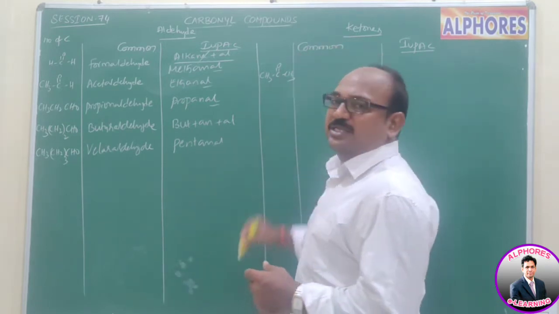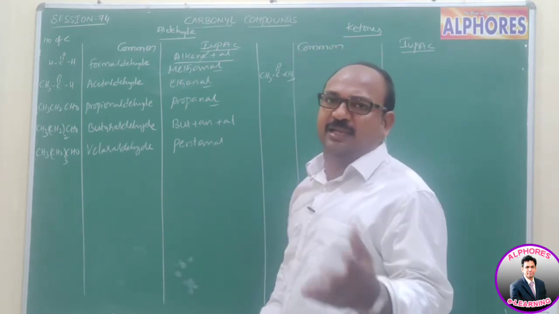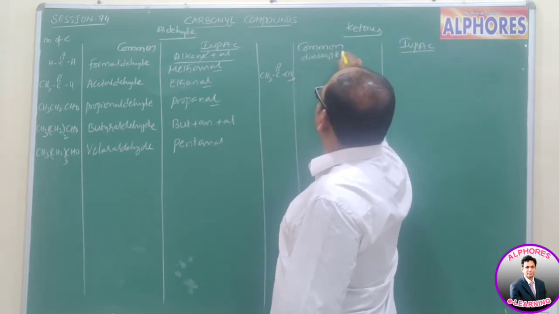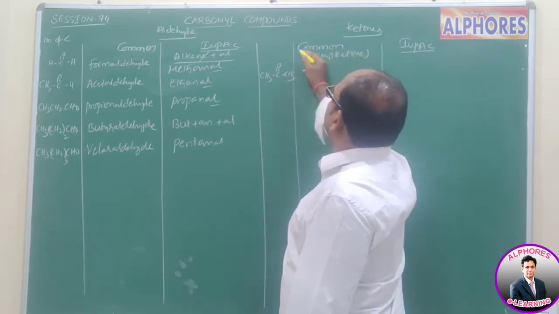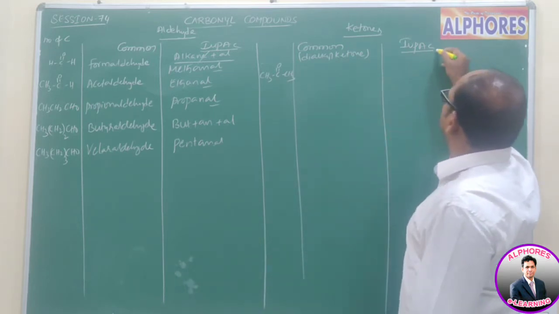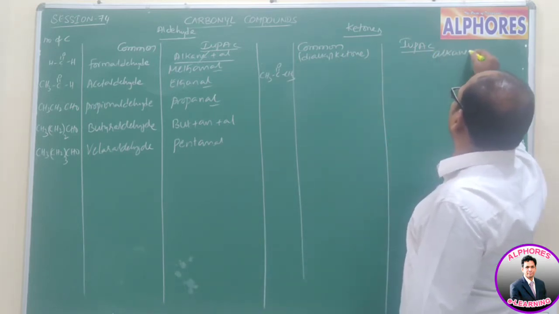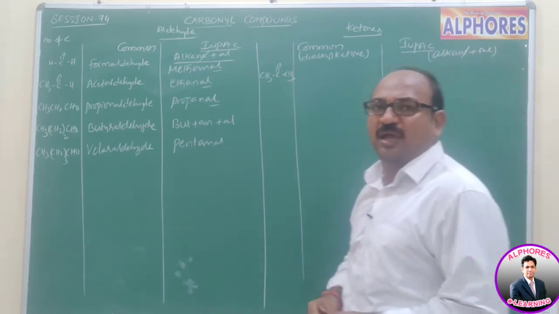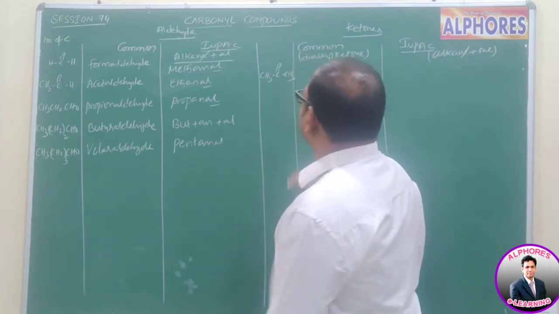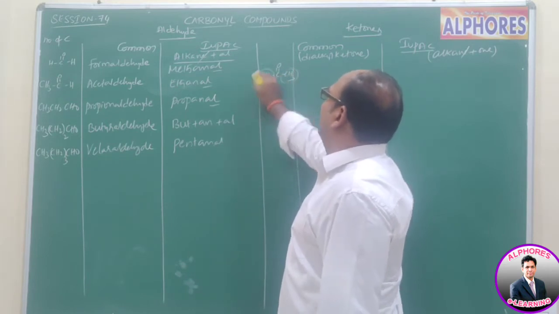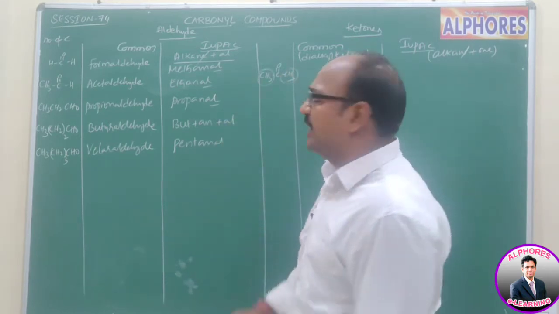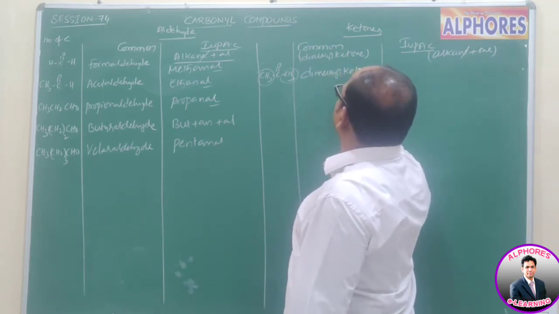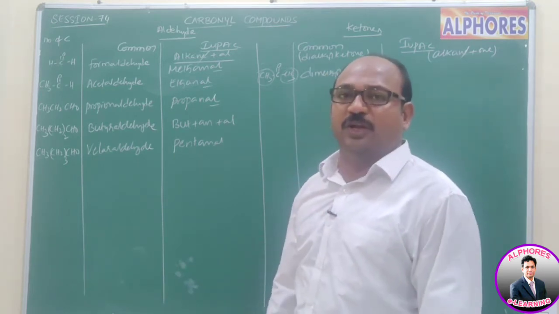Common names of ketones are alkyl ketone or dialkyl ketone. The IUPAC name is alkane plus one, alkanone. We have to drop that e, that's why alkanone. Let us see, 3 carbons. Here a methyl group, here a methyl group. So 2 methyl groups are there. That's why we can say dimethyl ketone.